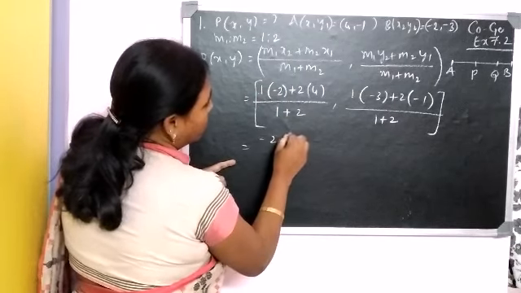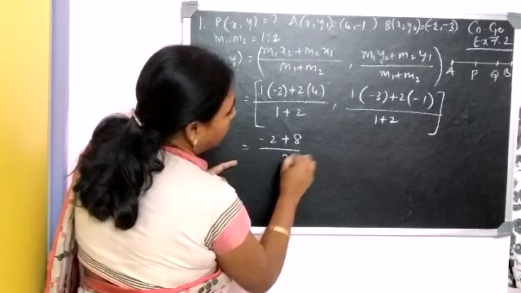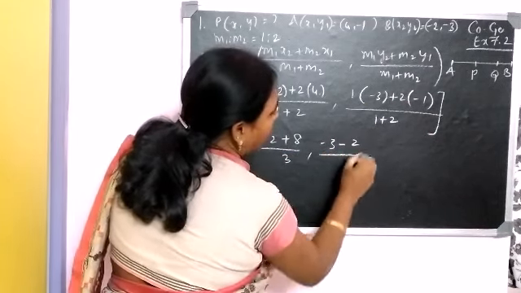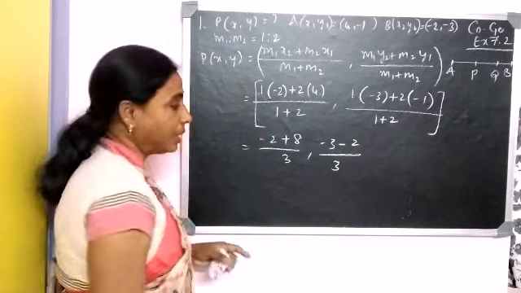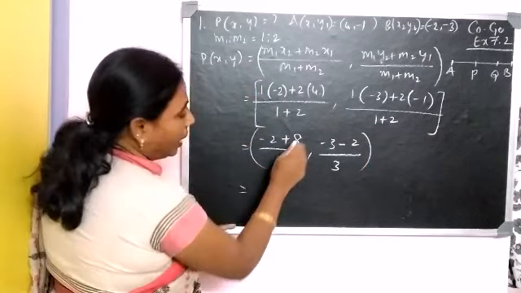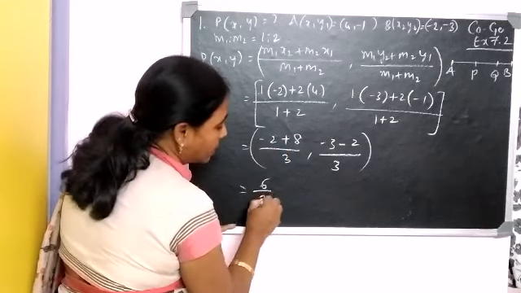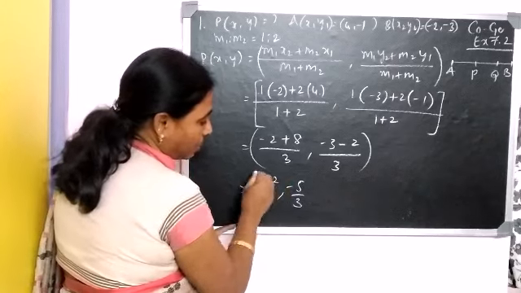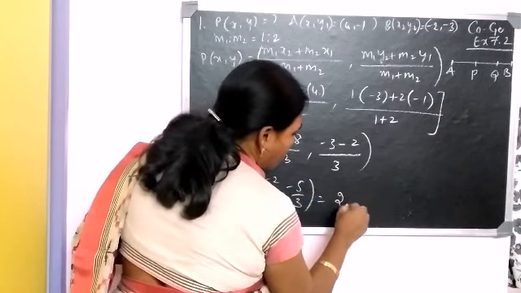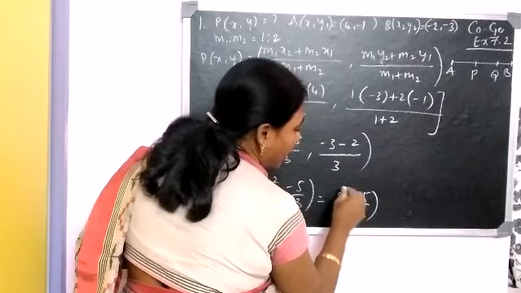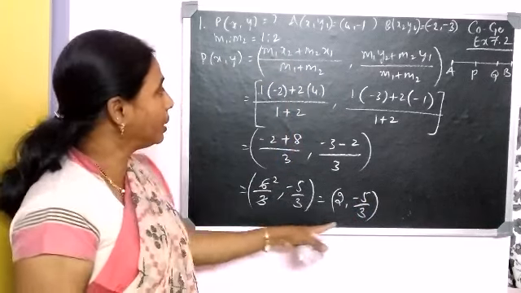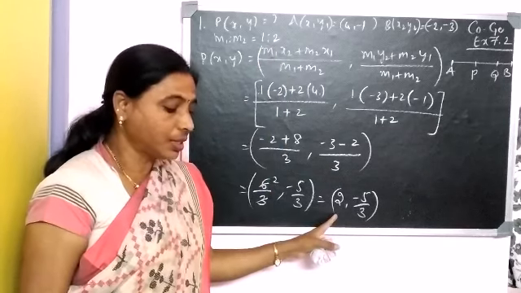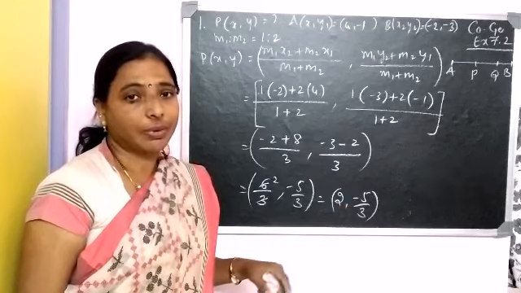Now let us solve it. 2 ones are 2, minus 2, 2 fours are 8, by 3, comma, 3 ones are 3, minus 2 by 3, because 2 ones are 2 and minus 7. That equals 8 minus 2 is 6 by 3 and minus 5 by 3. Now 3 twos are 6. The first answer here is 2, minus 5 by 3. That means the first answer we got, whenever it is trisecting as 1:2, the answer here is 2, comma, minus 5 by 3.